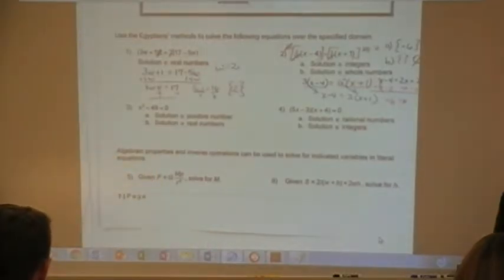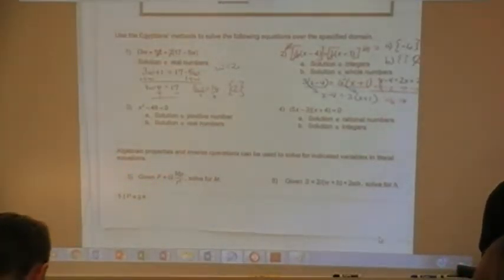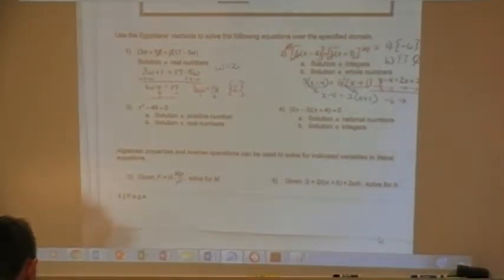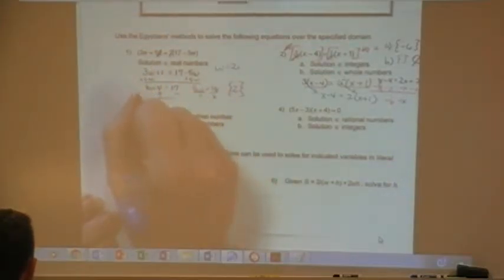Let's solve number 3. Clear fractions. I don't have any. Clear grouping symbols. I don't have any. Simplify each side. It's pretty simple already. Put variables on the left. Okay, it's already on the left, but let's move the other number to the right. So that would make this x squared equals 49.